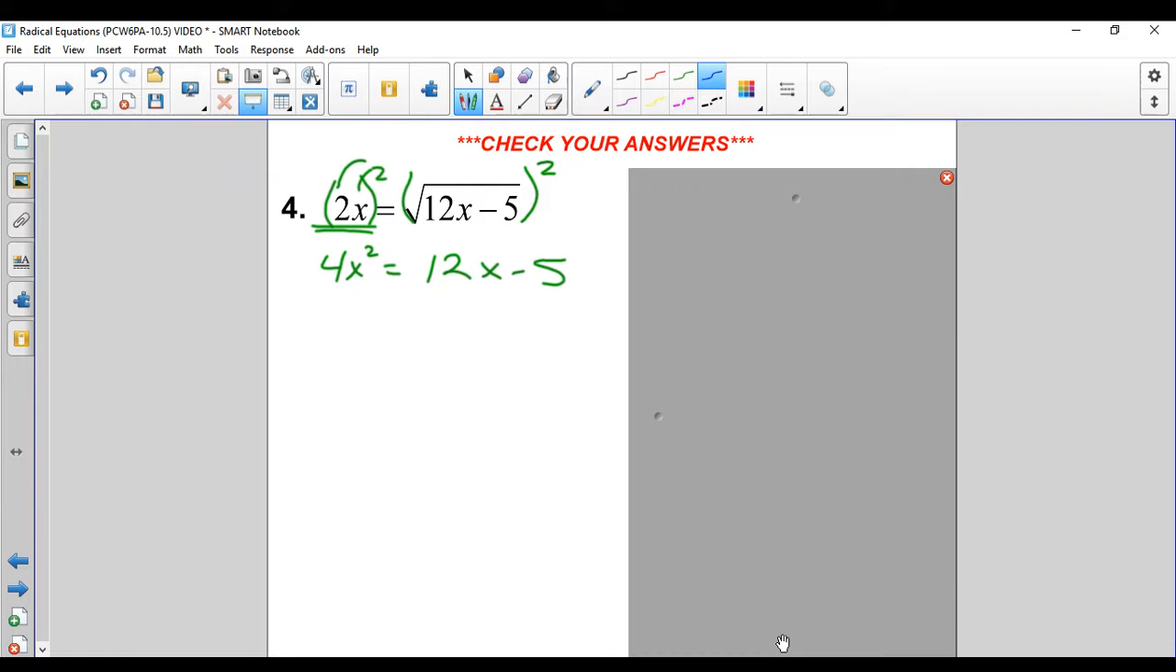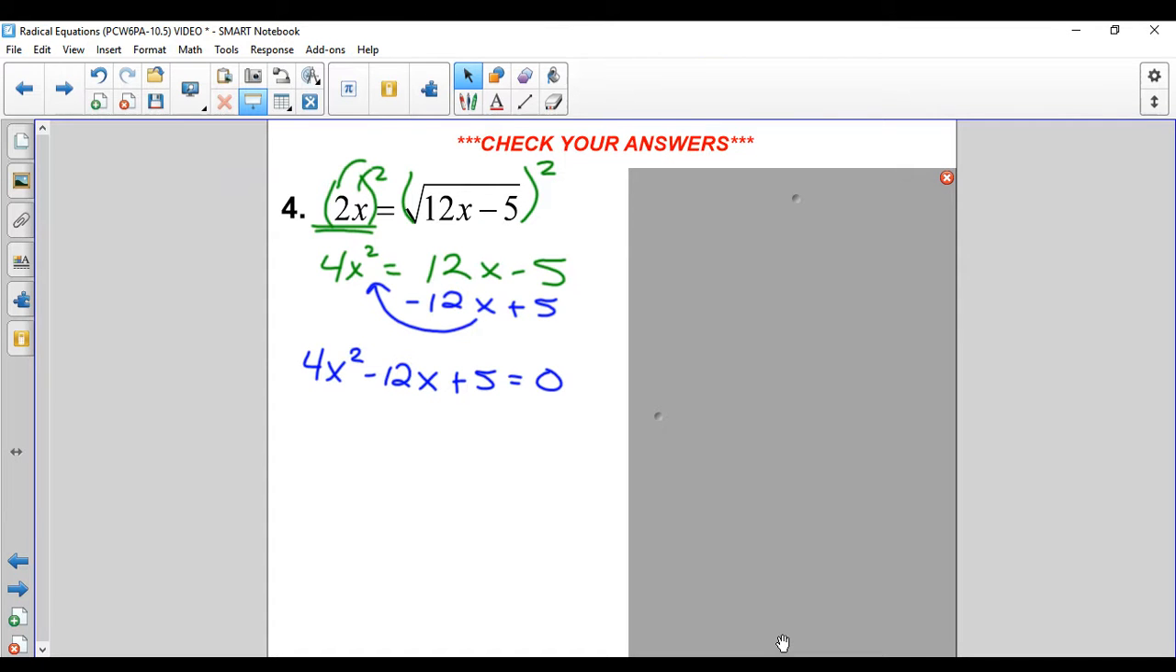So I need to get everything over to one side. I'm going to move everything over to the left and then factor. We'll be factoring. You can use the quadratic formula if you want, but you don't need to. Anything I give you in these will be able to factor. So just keep that in mind.